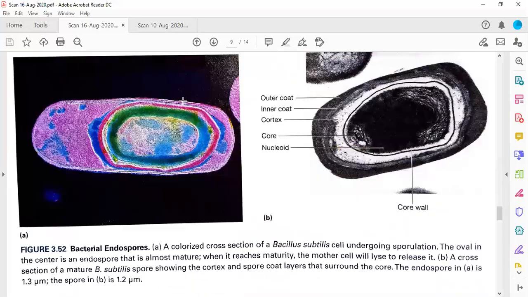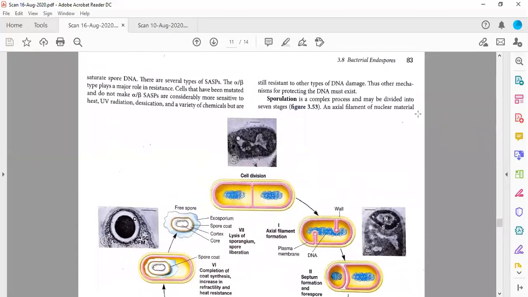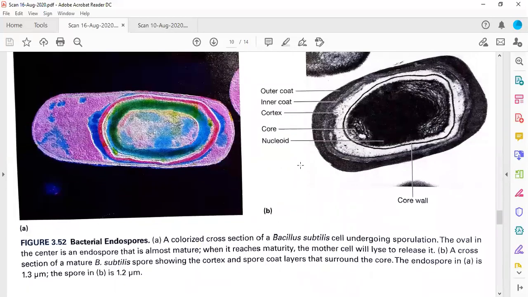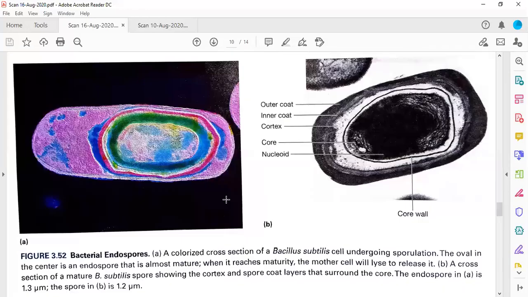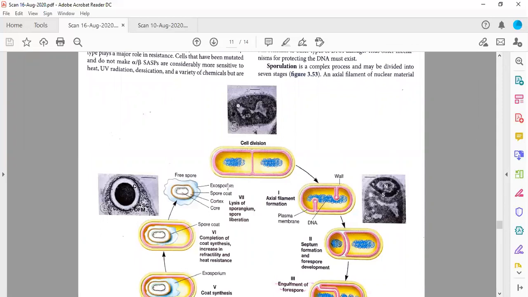So now you can see this particular diagram. Now it is easy to understand this diagram. So this is the core. This core will have the nucleoid region where the DNA is present. Cortex is the outer region. Then it will have an inner and outer coat, and there is a core wall which will limit this core region. Actually, it is not shown here outside this cortex and spore coat. So suppose this is a spore coat, inner coat and outer coat. The exosporium is also present outside this endospore when this is a free endospore. So it will also have one extra layer that is called exosporium.